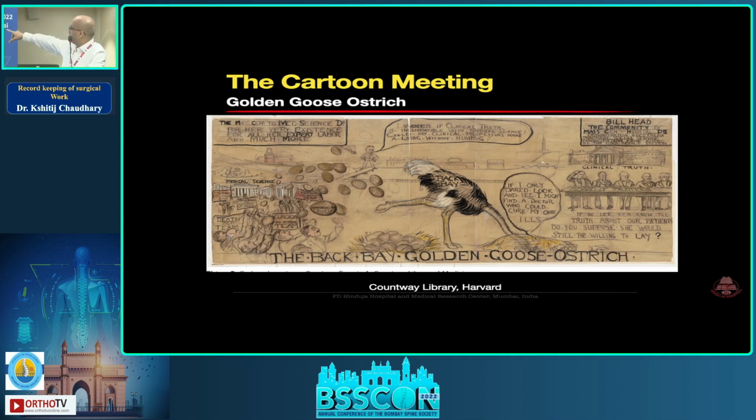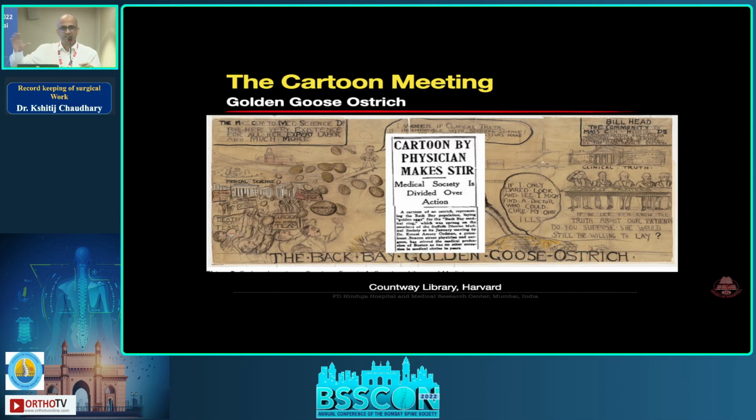And the panel there, these are the board of trustees of MGH. Codman was employed at MGH. So these trustees at MGH, I don't think you can read the lettering there. It says, if we let her know, her means the ostrich, the truth about our patients, do you suppose she would be willing to lay? So obviously this kind of direct conflict with the audience created quite a bit of stir in the newspapers and all. And he was made to resign from his chair, and for 10 years he was kind of ostracized.